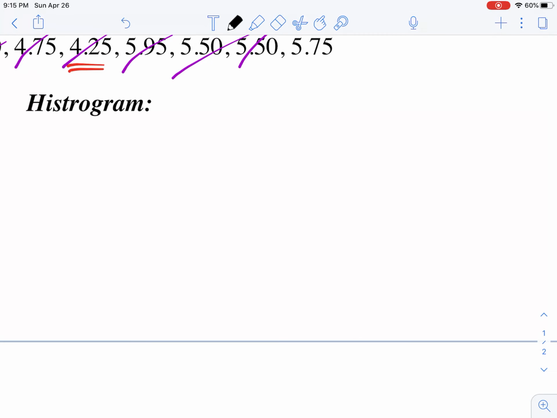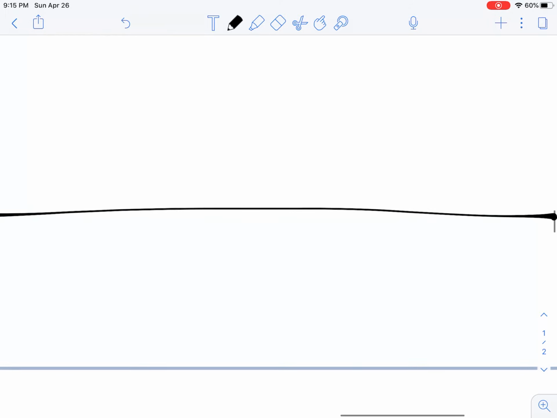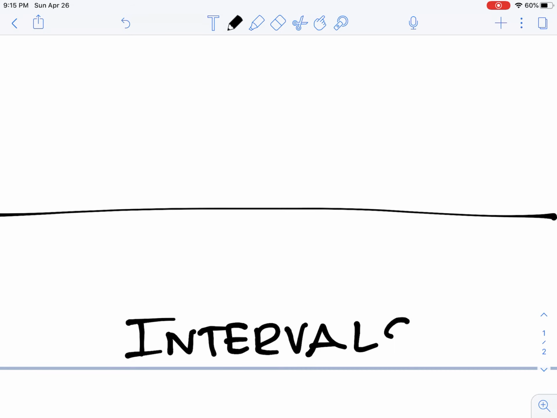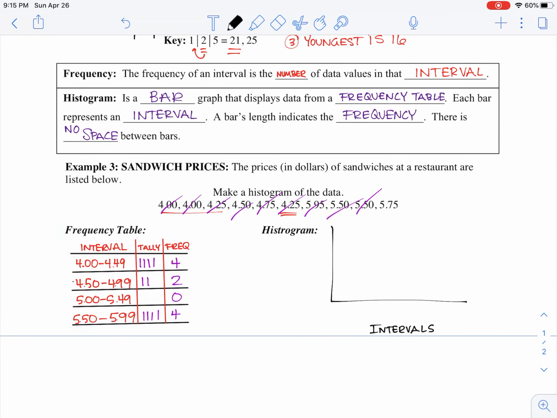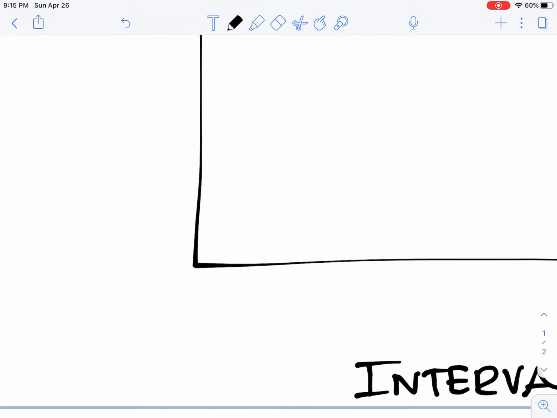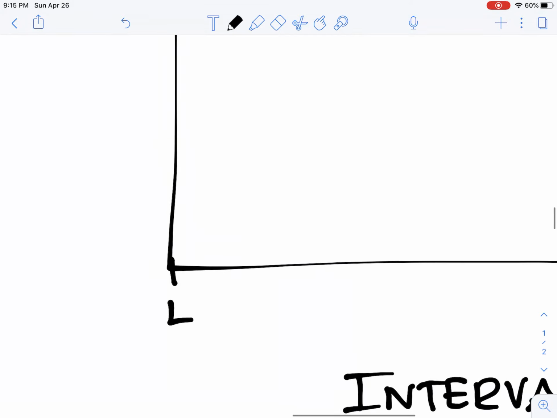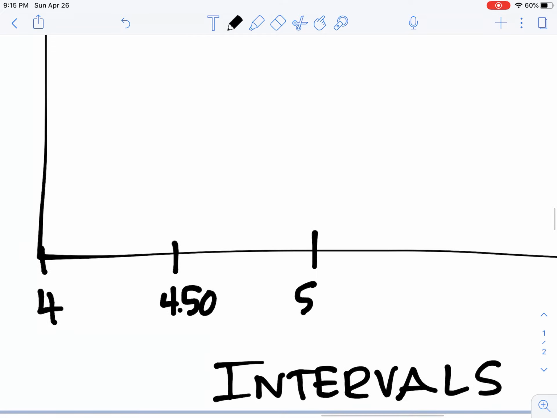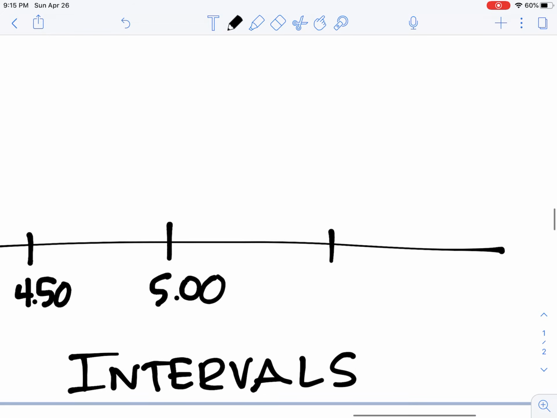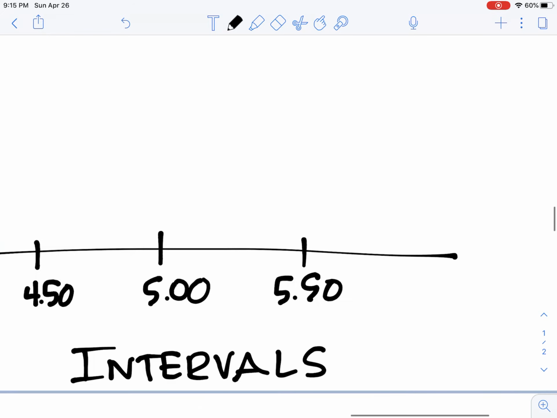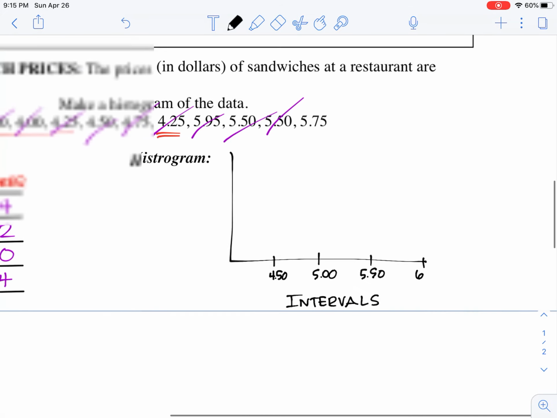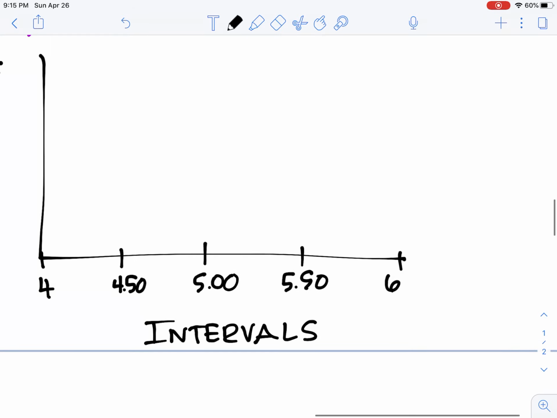All right, so here's how it converts over into a bar graph. Along the bottom is where we're going to put our intervals. And you can start right up against the left edge. So this edge is at $4 and it goes to $4.49, meaning that our next interval starts at $4.50. Then the next one starts at $5, and the next one starts at $5.50. So there's kind of our intervals.